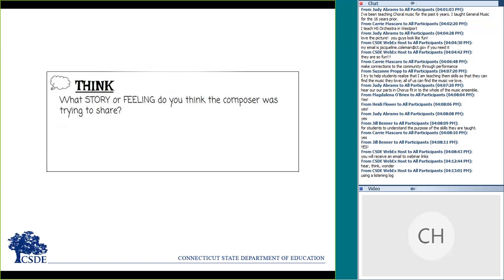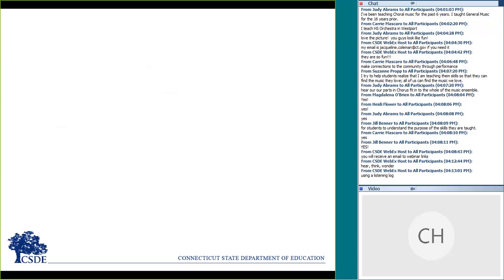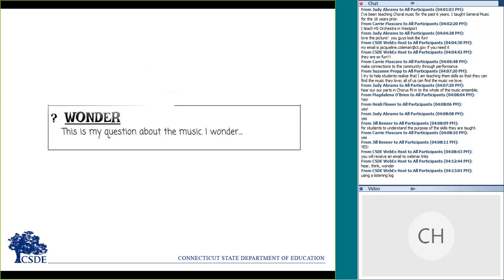Here we get to the expressive intent piece in our standard. I gave them a guiding question because they're young, but you may find more creative and insightful answers in older grades if you leave think more open-ended. And then, of course, we have our wonder.